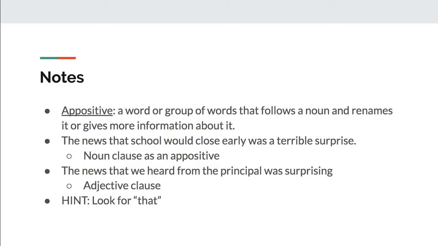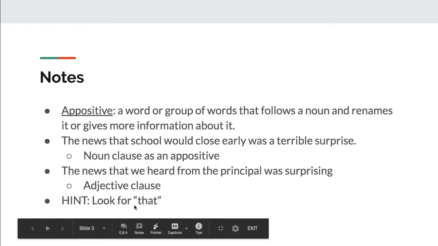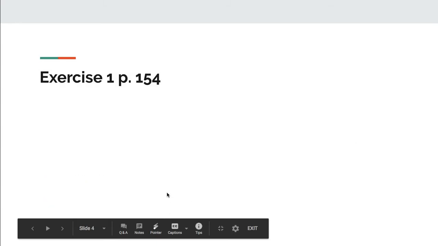Okay, we're going to do exercise 1 together, and your hint is to look for the word that. So the directions say, identify the noun clause used as appositives in these sentences. Not all sentences have noun clauses. Okay, so the word that is going to be in every sentence, but sometimes it's not a noun clause, and I'll try to talk you through why. So number 1, it says, it is a fact that folk tales are popular. So fact is a noun, and that folk tales are popular is giving us more information about that fact. So the answer is that folk tales are popular.